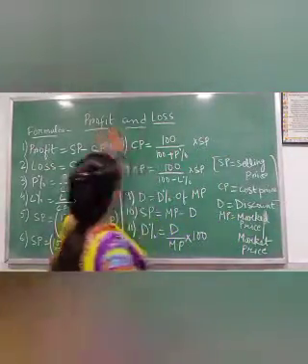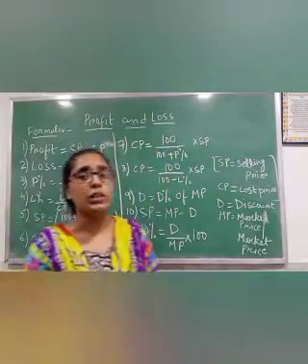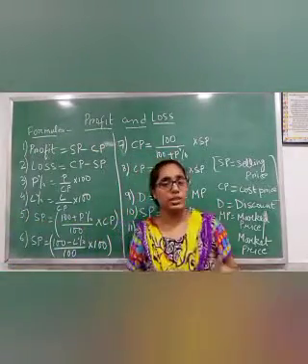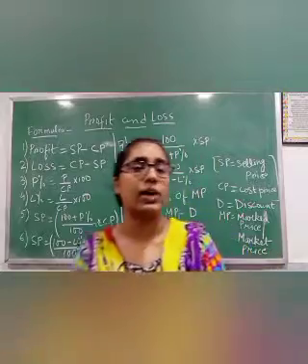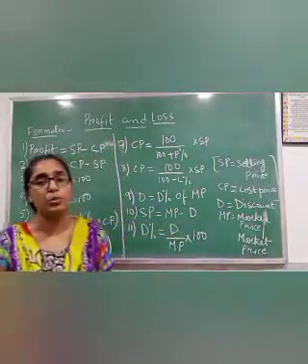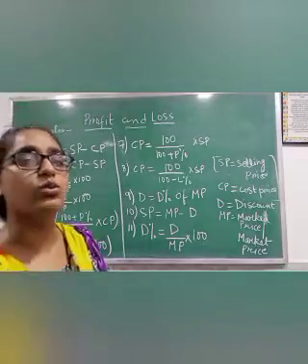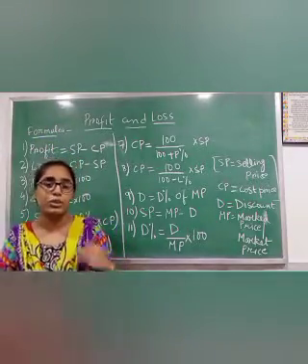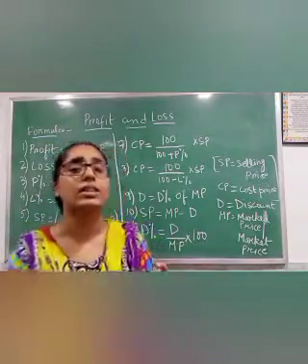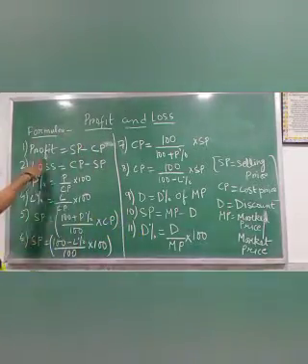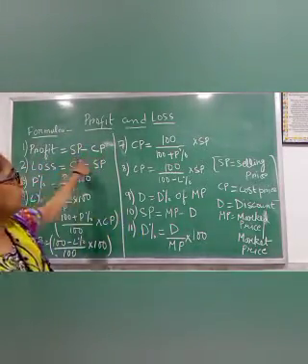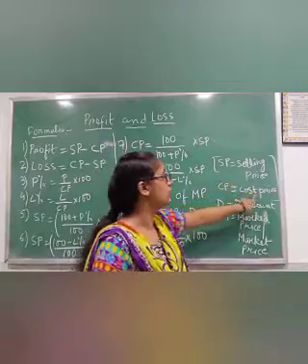Now you have to know what is profit, what is loss. Suppose that you are buying one pen at rupees 3 and you are selling that pen at rupees 5. So how much profit you are making? You are making profit of rupees 2. So the price at which you are buying that pen is known as the cost price, and the price at which you are selling that pen is known as the selling price. So profit equals SP minus CP. SP full form is selling price and CP full form is cost price.